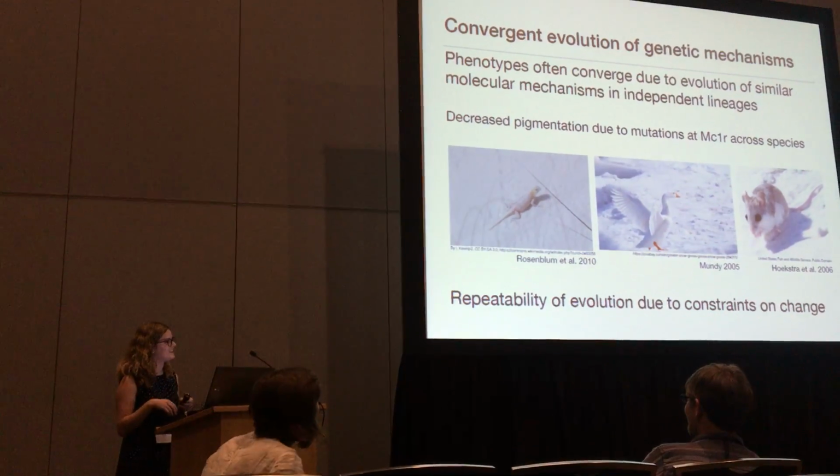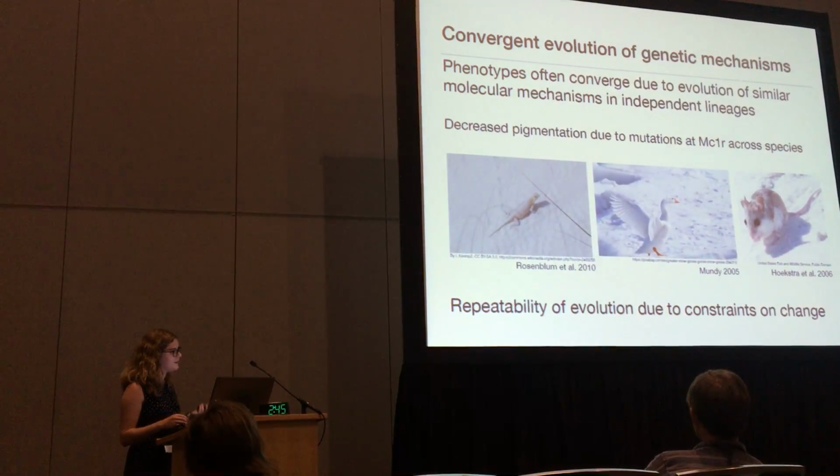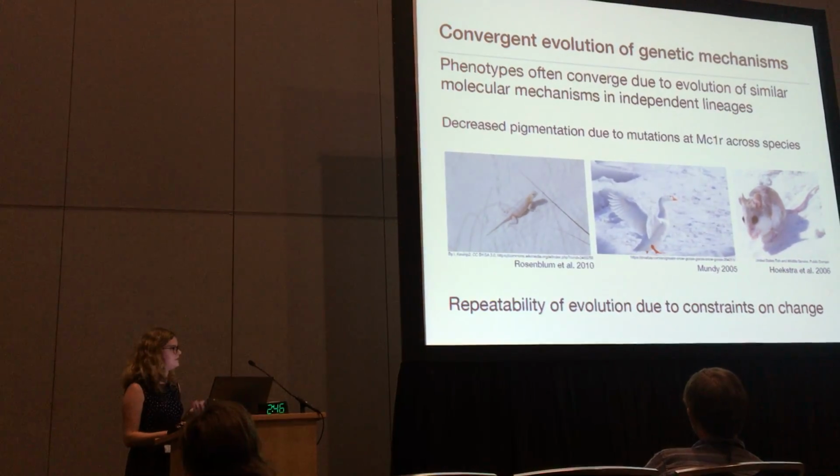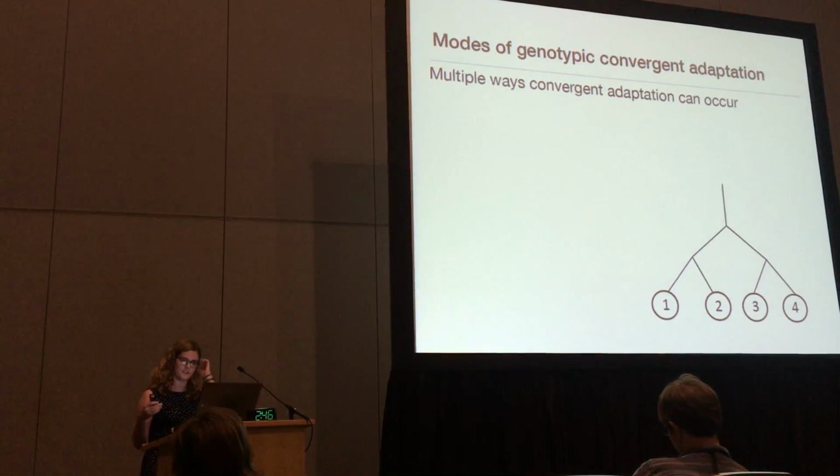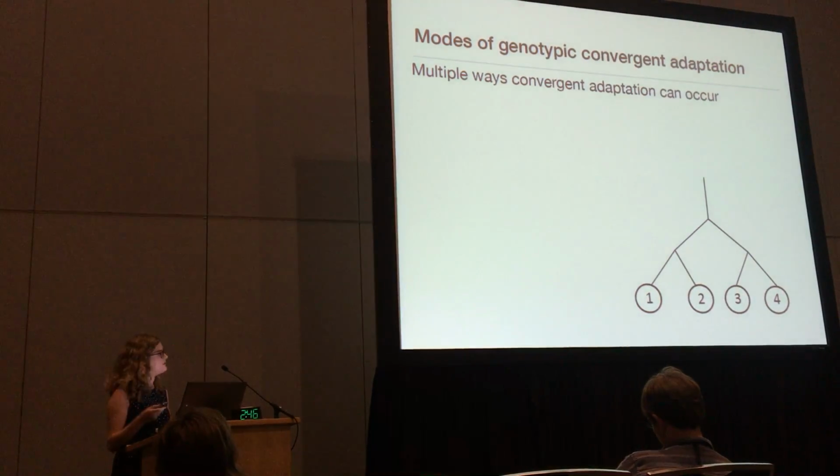These sorts of examples give us insight into how repeatable evolution can be and possible constraints on evolutionary change. Okay, so when we see these sorts of genotypic convergent adaptation, there are multiple ways in which this can occur.